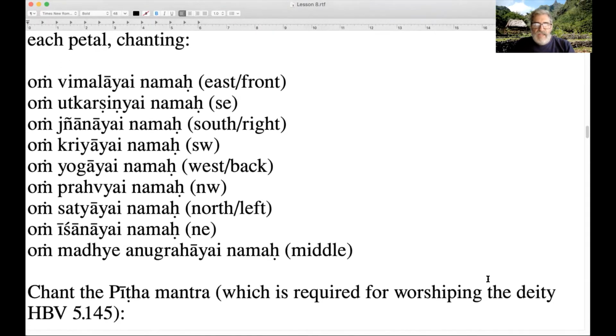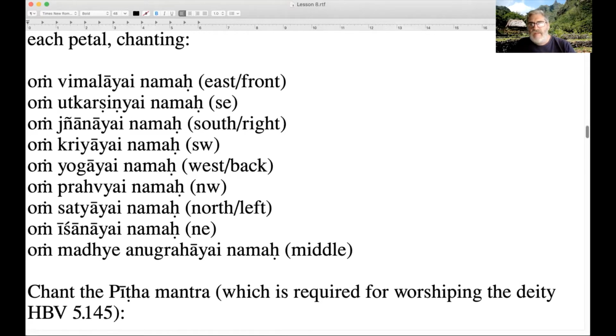So starting from the first petal, Om Vimalayai Namaha, Om Utkarshinyai Namaha, Om Jnanayai Namaha, Om Kriyayai Namaha, Om Yogayai Namaha, Om Prahvyai Namaha, Om Satyayai Namaha, Om Ishanyai Namaha, Om Madhye Anugrahayai Namaha. So we have 1, 2, 3, 4, 5, 6, 7, 8, 9.